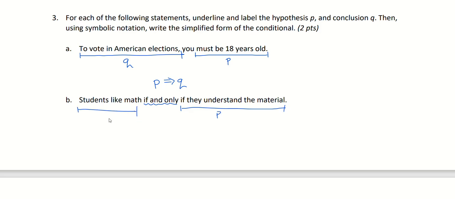So we could do it like this, P and Q. But it also means that if you like math, then you probably understand the material. Ashley, you did it perfectly. You said double arrow. Boom. If and only if just means both directions, a conditional and its converse. Okay. Each one of these is just 1 point. Did you identify P and Q, and did you write a conditional?